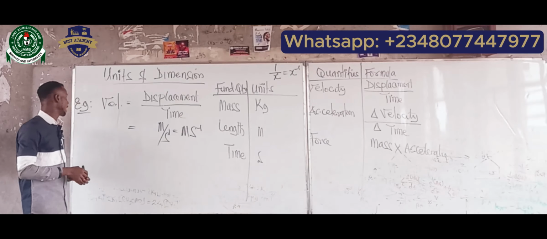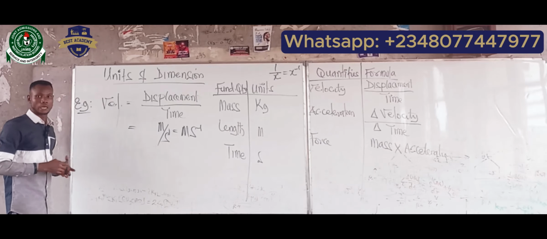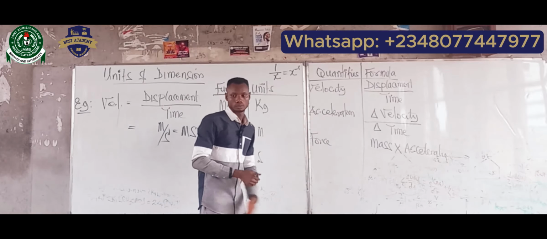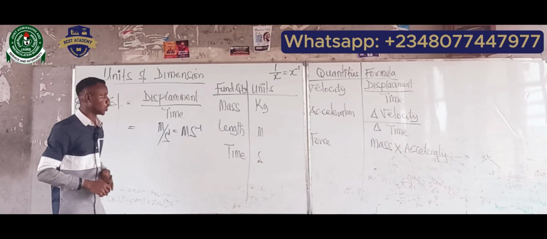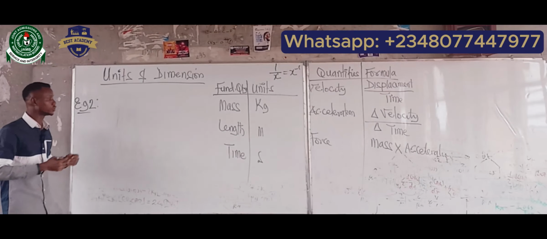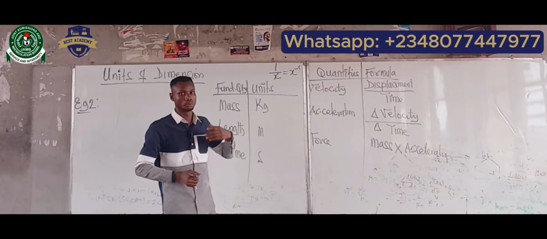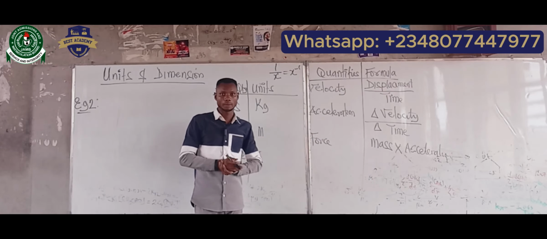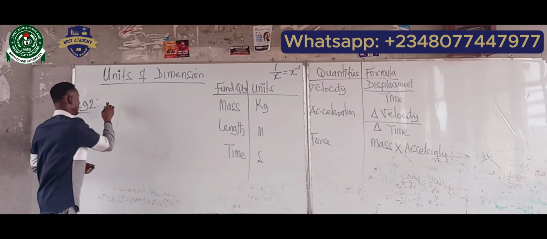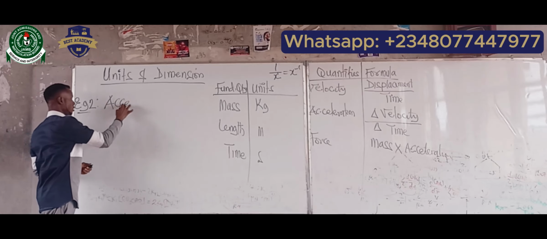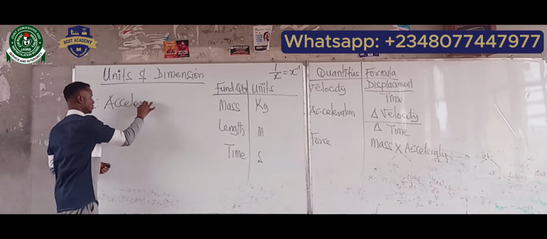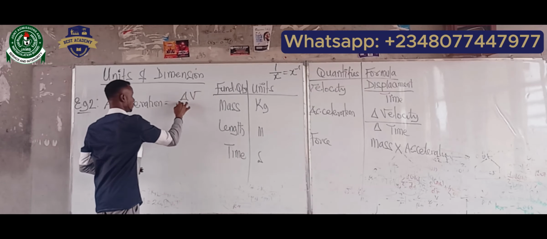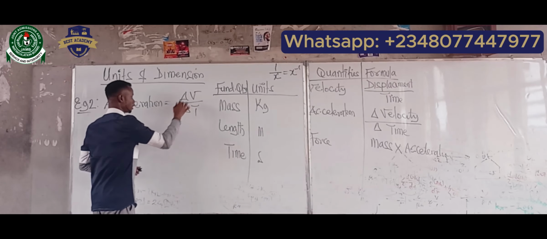So let's take the next one here. Example 2. Find the unit of acceleration. Now, I told you guys that the most important method to use to express any unit is what? Formula method. Now, what is the formula for acceleration? Acceleration is said to be change in velocity over what? Change in time. Please take it.